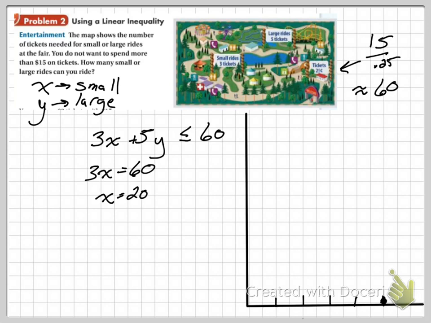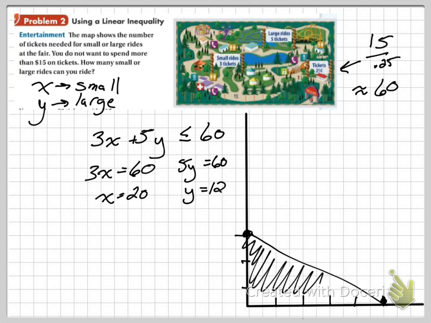Now, what about the y? Well, 5y equals 60. Cover up the x. You get 5y equals 60, y equals 12. So let's do the y-intercept. Again, let's go by 4s: 4, 8, 12. Put a dot. So there's your 2 dots. So your line here, it's less than or equal to, so it's a solid line connecting there. Now, anywhere in this region is where you represent your answer to this equation.